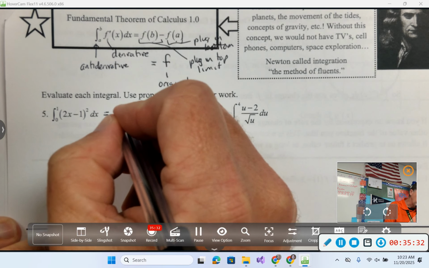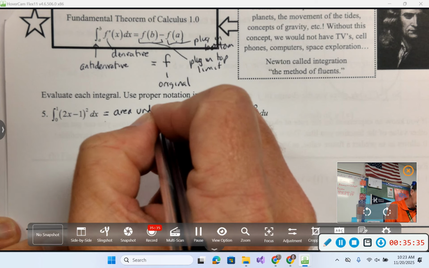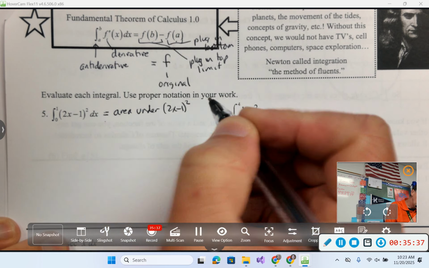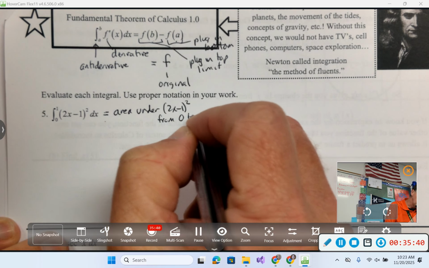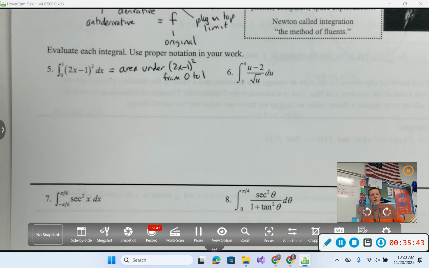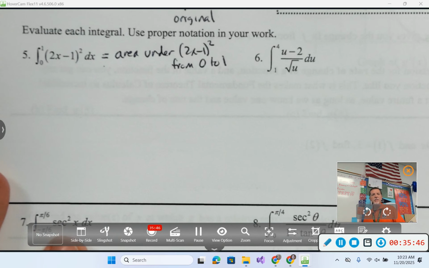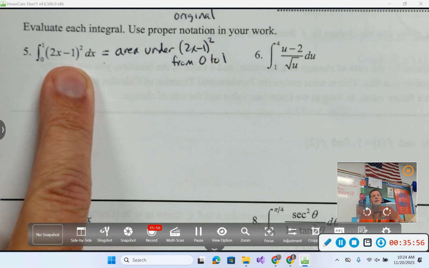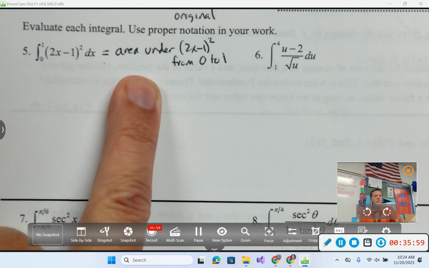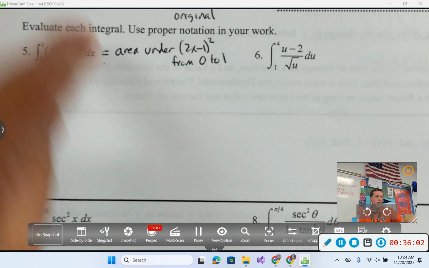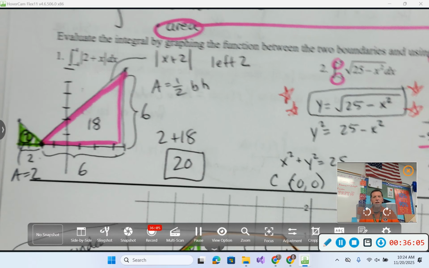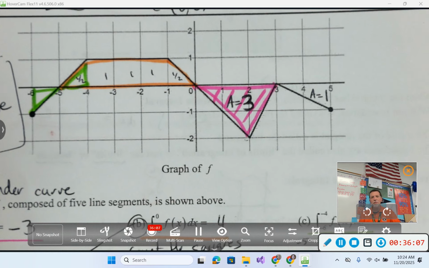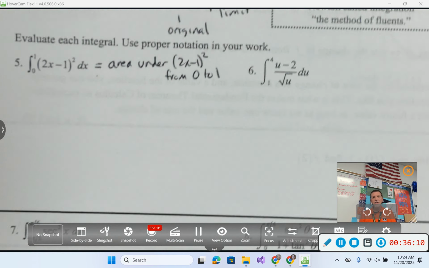Well, first let's remind ourselves that this means area under that curve from 0 to 1. So we're looking for the area under 2x minus 1 squared from 0 to 1. But I don't know what that graph looks like. And even if I did, it's a parabola. There's not a formula for the area under a parabola, at least one that we know. So yes, we're going to find that area, but I can't use the geometry stuff like we did on the last page, like triangles and circles and trapezoids and rectangles.